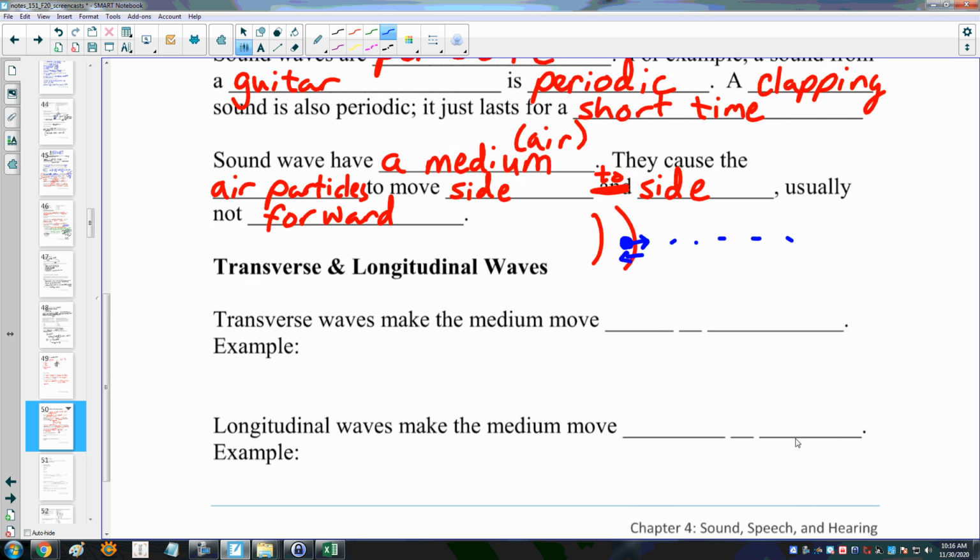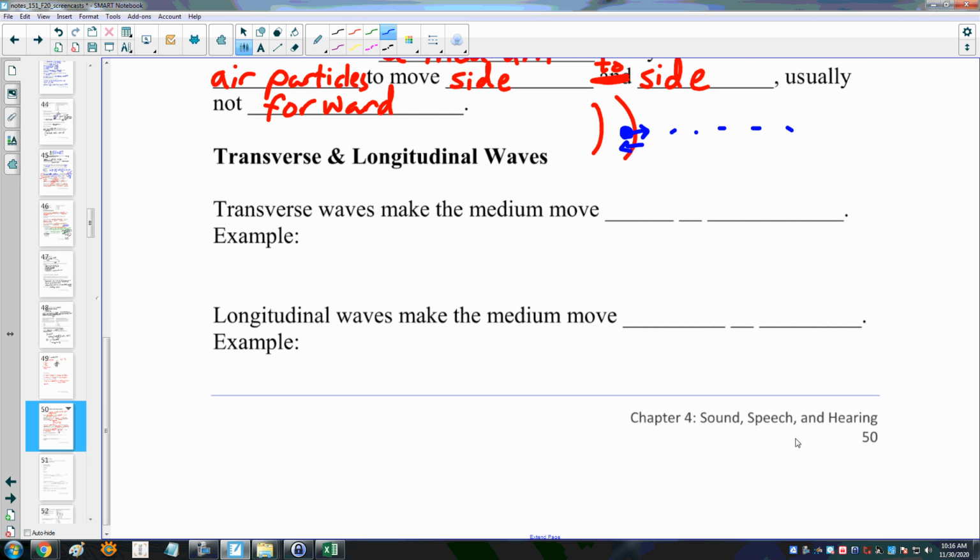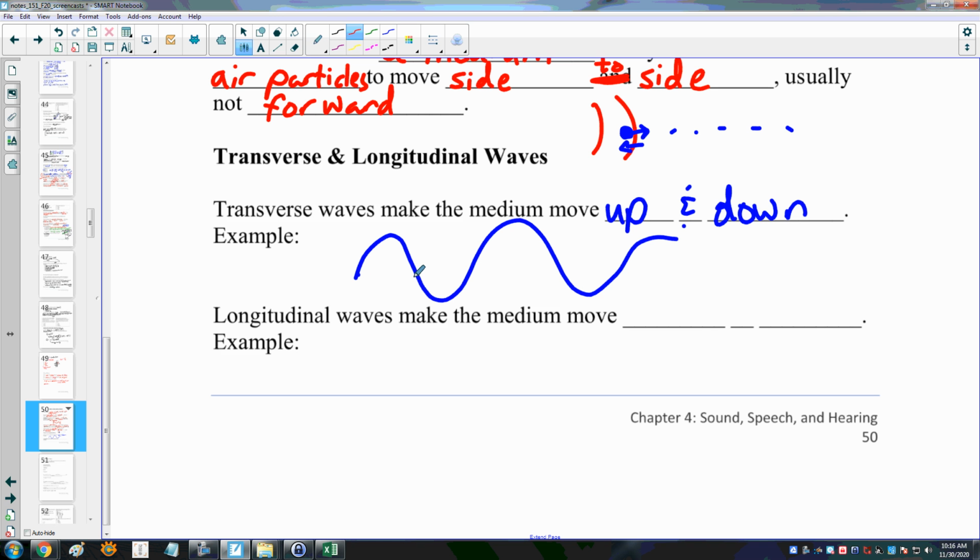We have two different types of waves, transverse and longitudinal waves. Transverse waves make the medium move up and down. This is probably what you think of when you think of a wave, like a wave on the water. So if I have a wave moving through water, if you imagine a particle of water, as this wave moves through water, it will move up and then it'll move down. It'll stay in this one location, but it moves up and down as the wave travels through the medium.